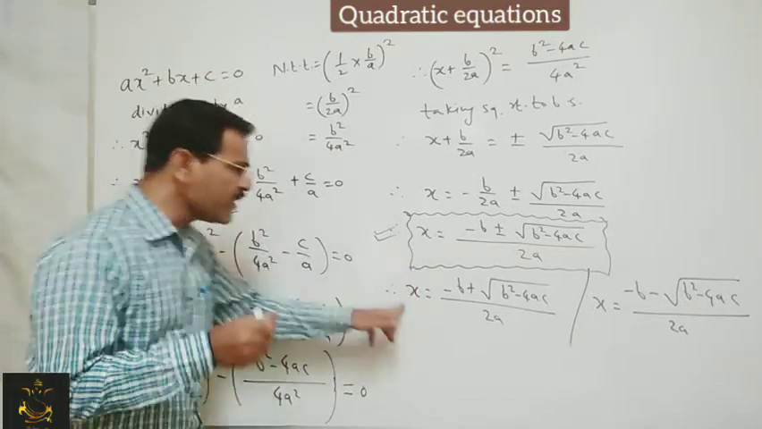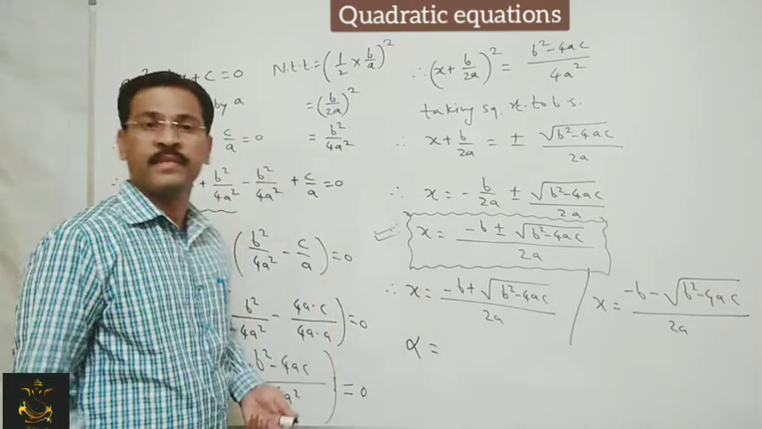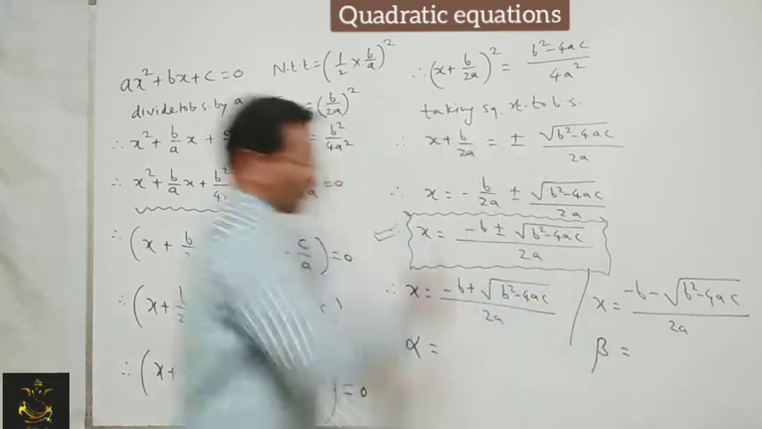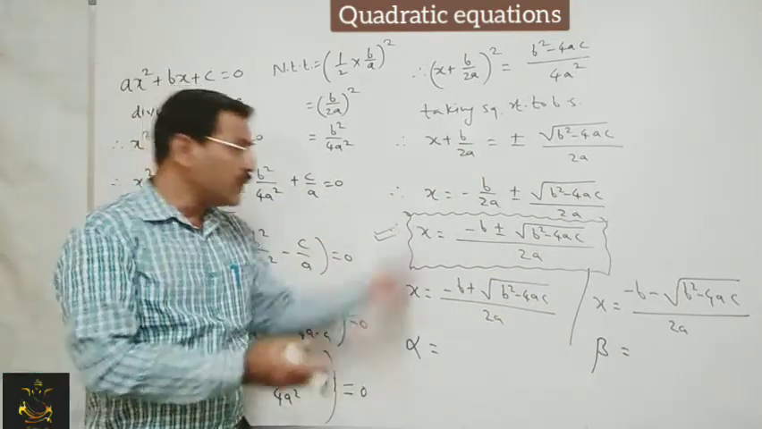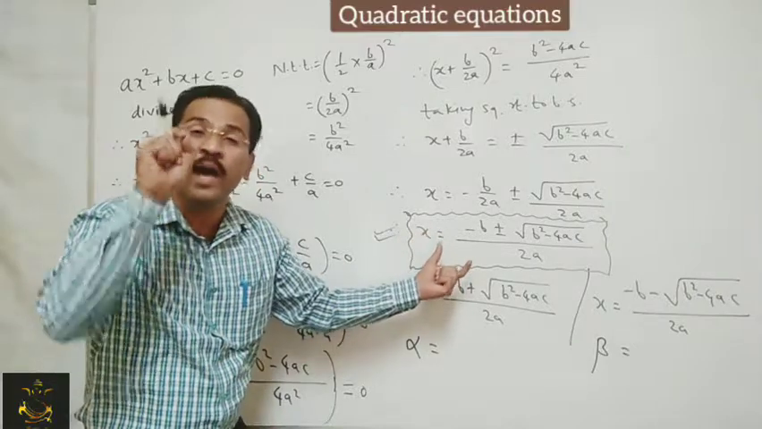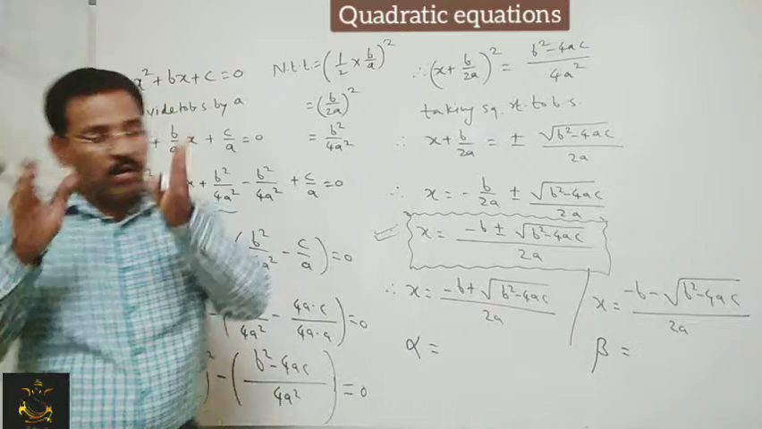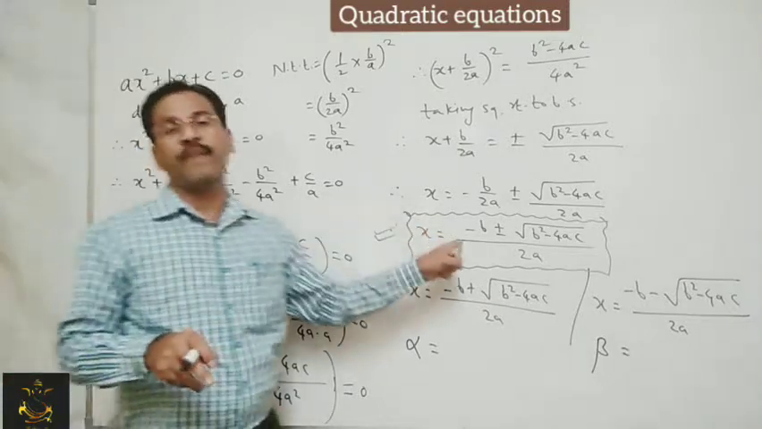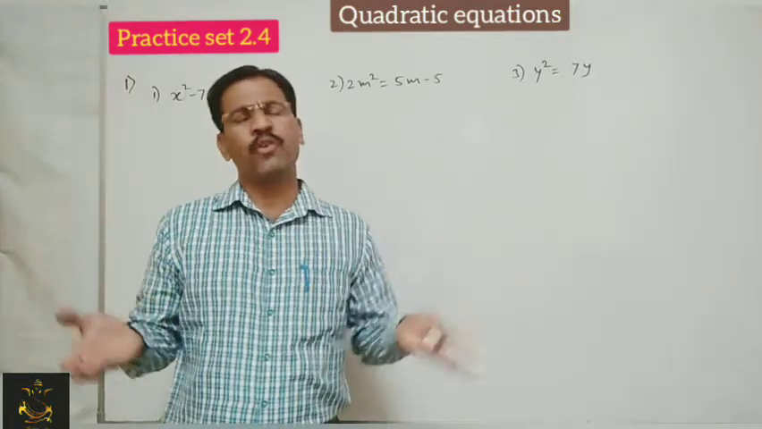Now, the first root we can call alpha, and the second root we can call beta. So in the next part we are going to use this. This is called the formula. So we are going to solve examples of quadratic equations by this formula method also, Sridharacharya's formula. That one we already know.